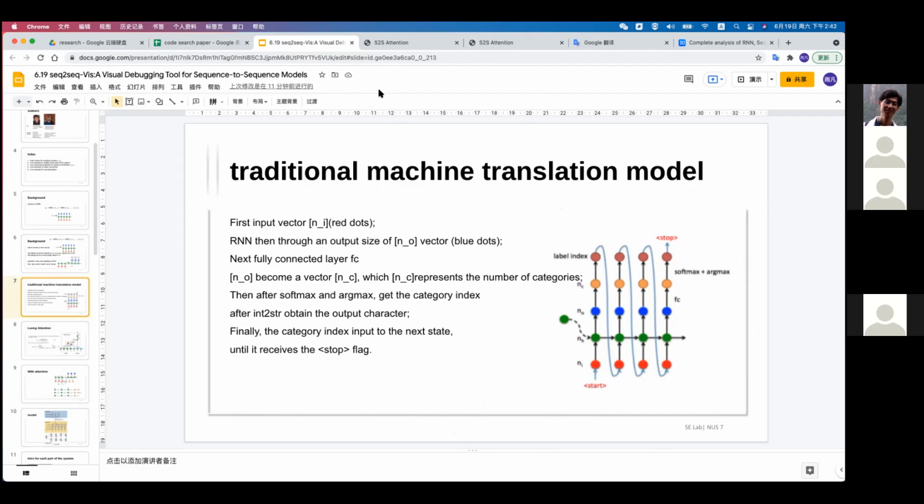Then what's the difference between this number and the index? The index is a number, like one. This NC is a vector. If the vocabulary is 10K, this is a 10K vector. Okay, I see.